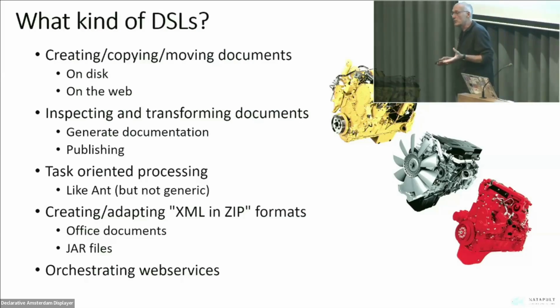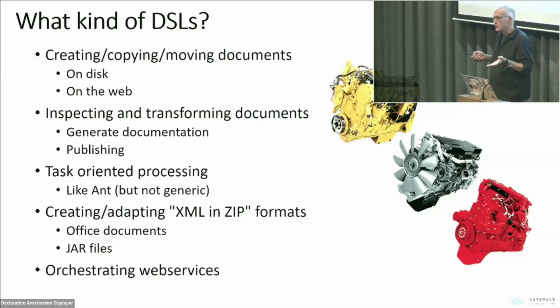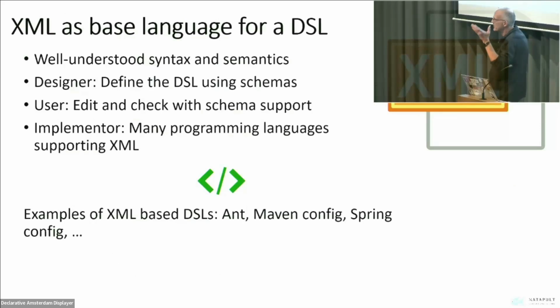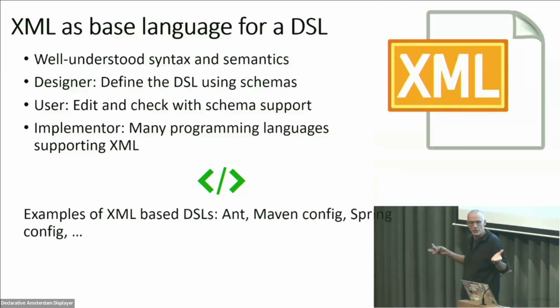Orchestrating web services is also an example because it has a very beautiful HTTP request thingy. Okay, about DSLs. And the next sheet is probably preaching to the choir, right? XML, I think XML is a very good choice as a base language for domain-specific languages.